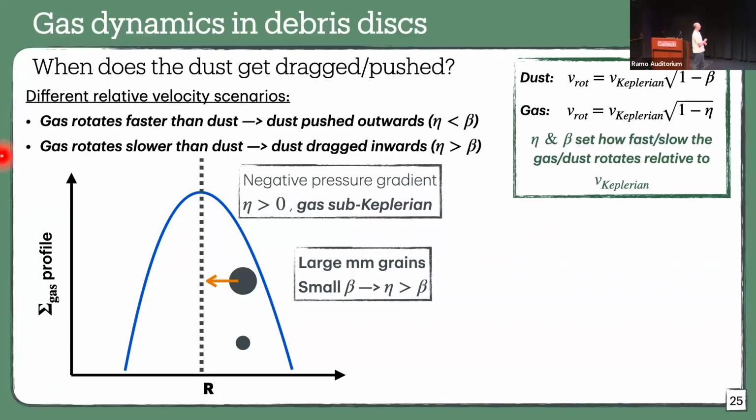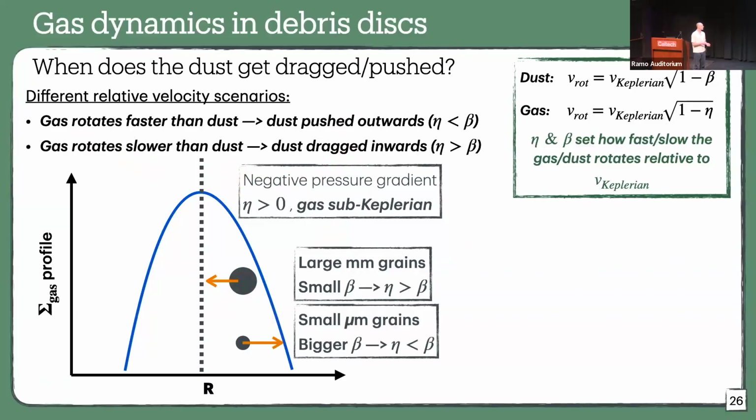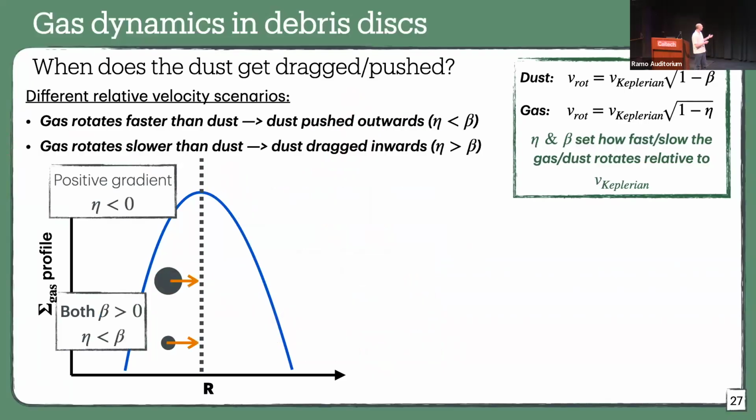And this means that our gas is going to rotate slower than the dust, and our large grains are going to be dragged inwards. When it comes to the small grains, we have a bigger beta value, and we're actually in a regime where our eta is smaller than beta, which means that once again our gas rotates faster than the dust, and our small grains are going to be pushed outwards. If we look on the other side, we have a positive pressure gradient, our eta is negative, and for both our dust grains, our beta is always going to be positive. So we're always going to be in a regime where our gas is rotating faster than the dust, and both our dust grains are going to be pushed outwards.